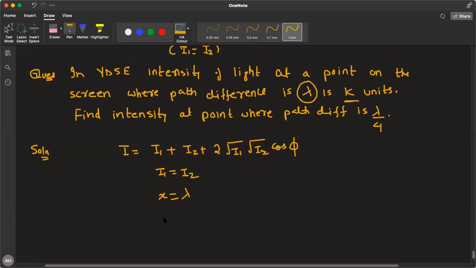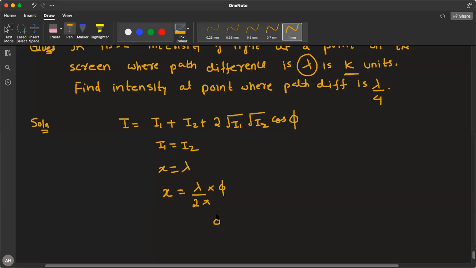I need the phase difference. So we can write path difference as lambda by 2 pi into phase difference. So you can write that your phase difference is path difference into 2 pi divided by lambda. So you have path difference x, which is lambda, given. Say this is the first equation. I call this equation number 2. I'm substituting 1 into 2.